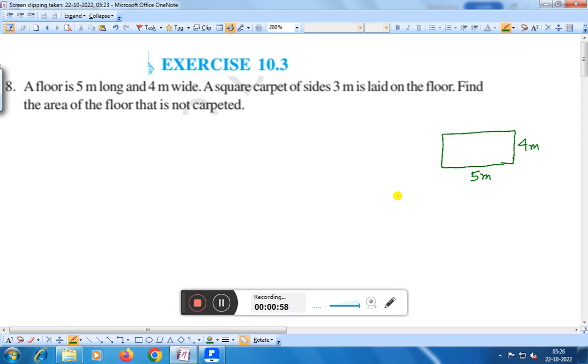And a square carpet of side 3 meter is laid on the floor, right? A square carpet 3 meter is covered, that is, it is 3 meter, it is also 3 meter. It is a square, right? Find the area of the floor that is not carpeted. You have to find the area of this one, which is not covered. What you have to do?